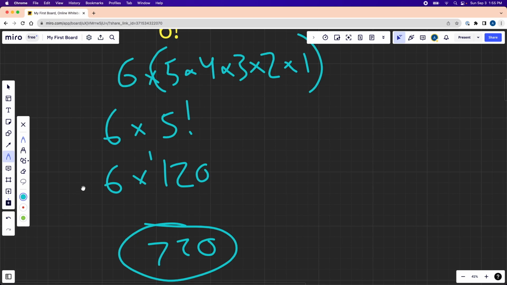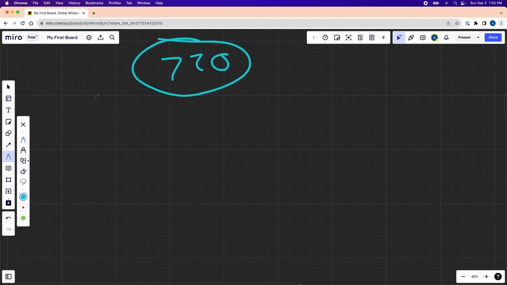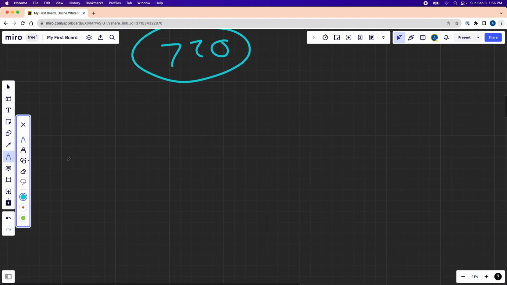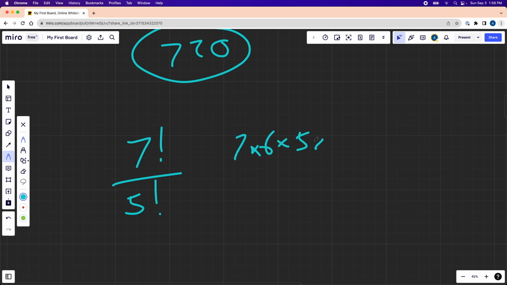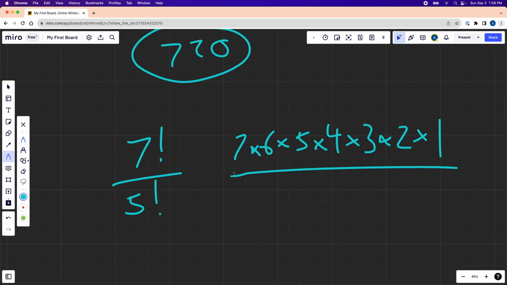The reason that comes in pretty handy is when we start doing things like division. Let's look at some sort of division problem here. Say I want 7 factorial divided by 5 factorial. Well, what is this really asking for? What we are asking for is 7 times 6 times 5 times 4 times 3 times 2 times 1, all of that divided by 5 times 4 times 3 times 2 times 1.